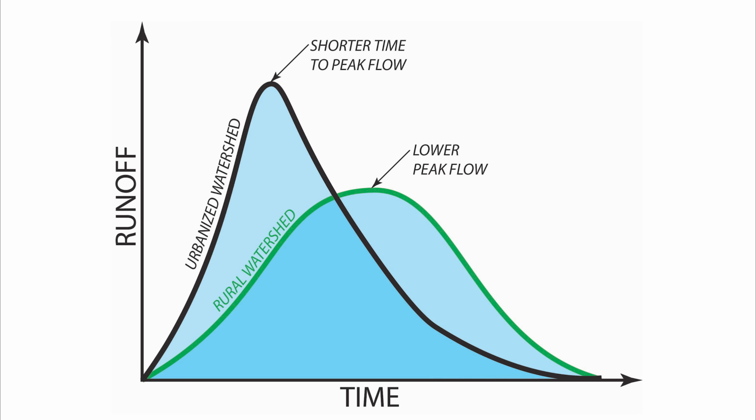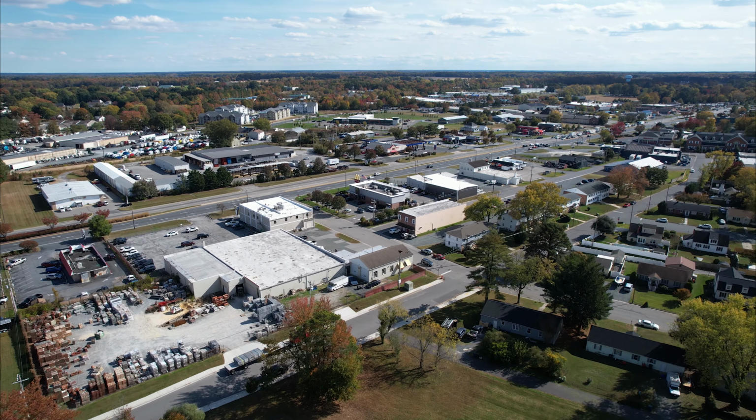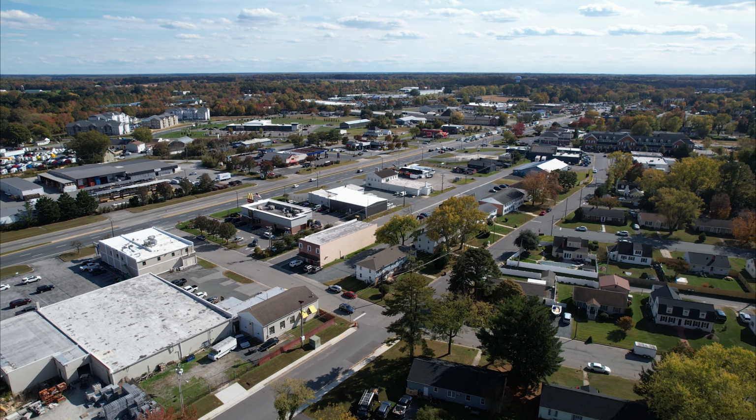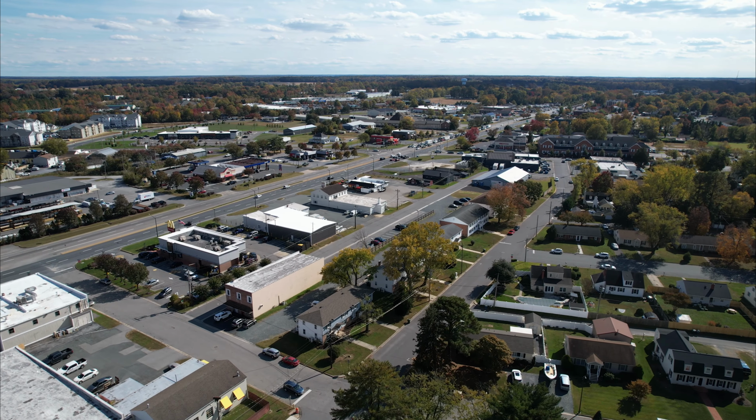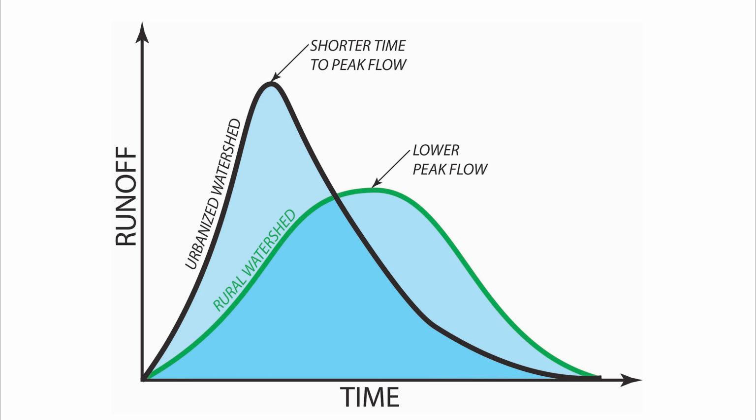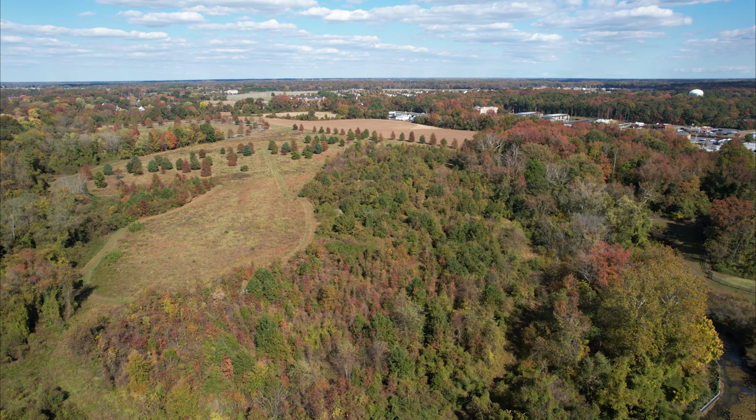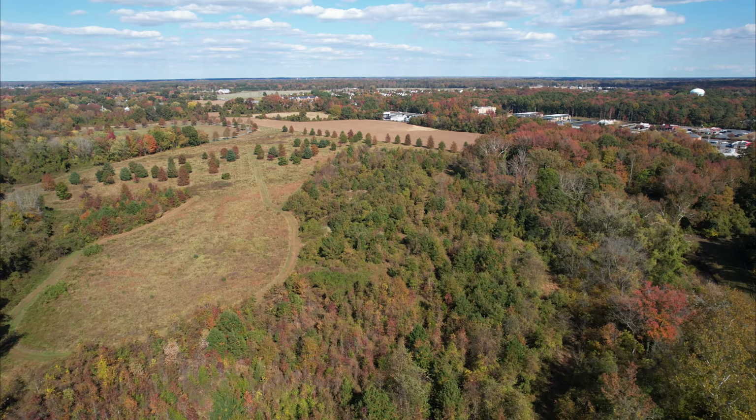In this graph, the black line represents the rate of water flow or discharge off an area with relatively high rates of impervious surface. As you can see, the peak discharge rate happens sooner and at a higher rate than that of the green line, which represents an area with relatively low amounts of impervious surface.